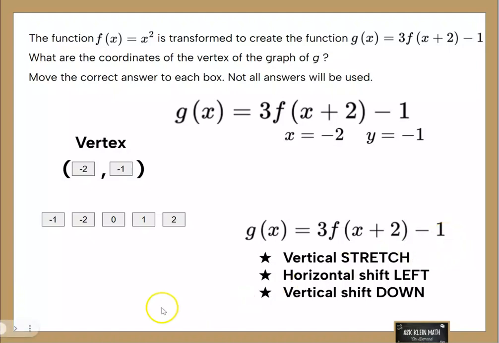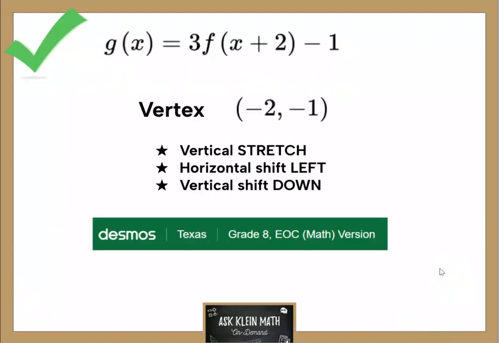Now I'm going to take us on a little adventure to check our answers in our Desmos tool. When you go to Desmos, you should make sure that you are opening the green Desmos, which says Grade 8 EOC Math version. We're going to check our answers for the vertex -2, -1, a vertical stretch, a horizontal shift left, and a vertical shift down.